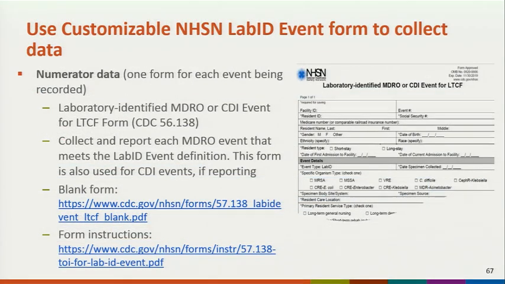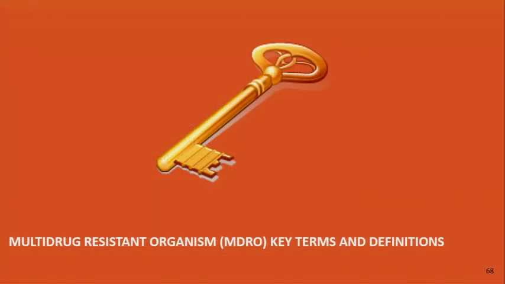Here is the numerator data form. This is the same form that you would use for C. difficile LabID event reporting. One form per event. And again, we do have table of instructions available for you. Next, we're going to get to the key terms and definitions for the multi-drug resistant organisms within the NHSN.